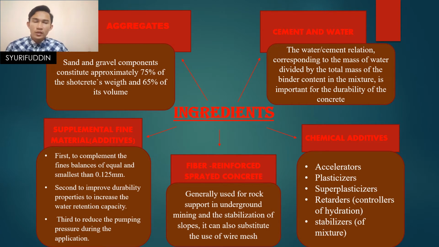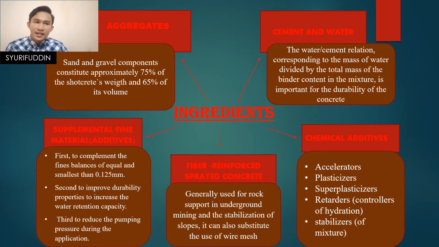Okay, next I would like to present about the ingredients of shotcrete. Number 1 is aggregate. Sand and gravel components constitute approximately 75% of the shotcrete weight and 65% of its volume. Its geological composition has a huge influence on the workability and hardened concrete properties.